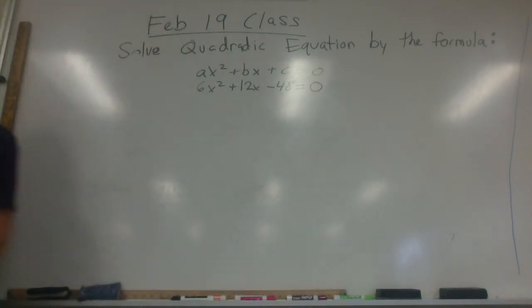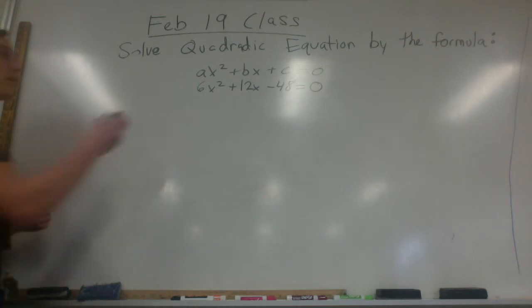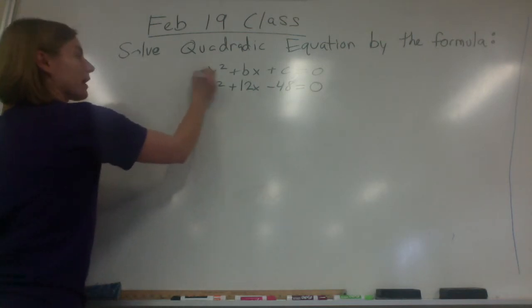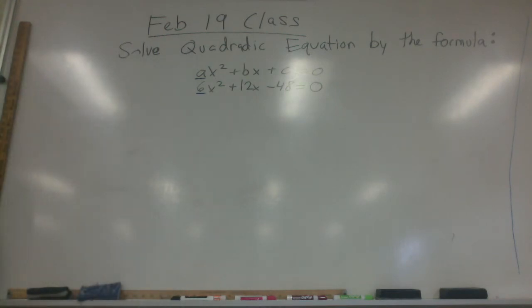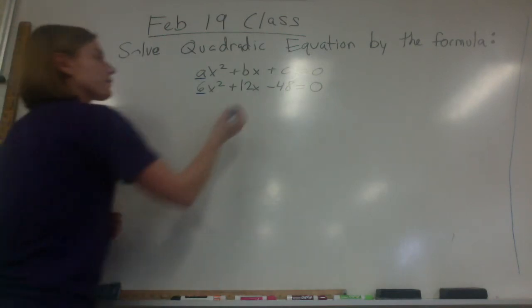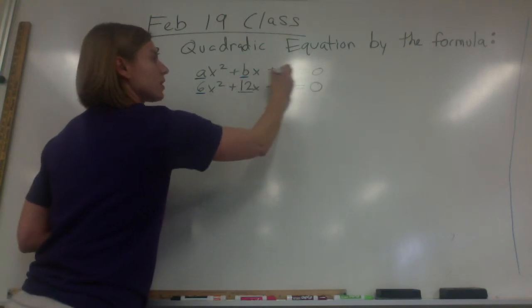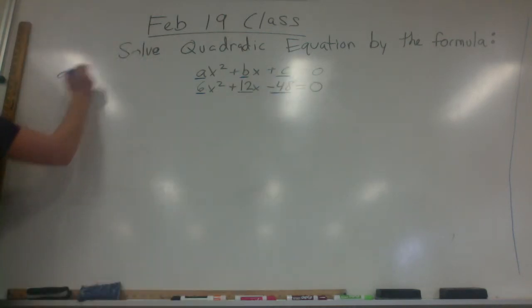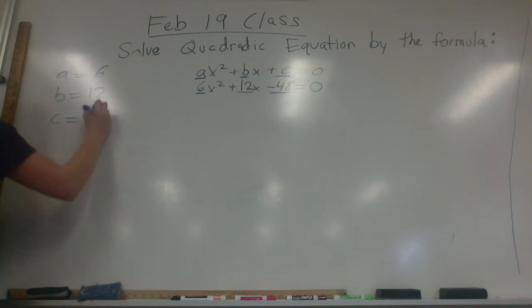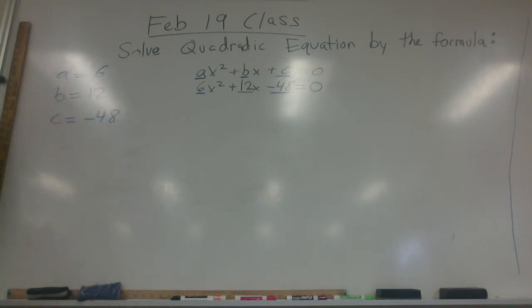In the math world, whenever you see a quadratic equation, the number in front of x squared we call a. The number in front of x we call b, and the last number is called c. So what's a in this case? 6. What's b? 12. And what's c? Negative 48. The plus or minus stays with that number. Something goes into all of them.